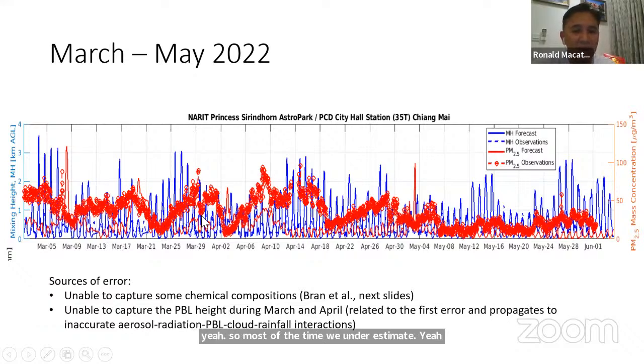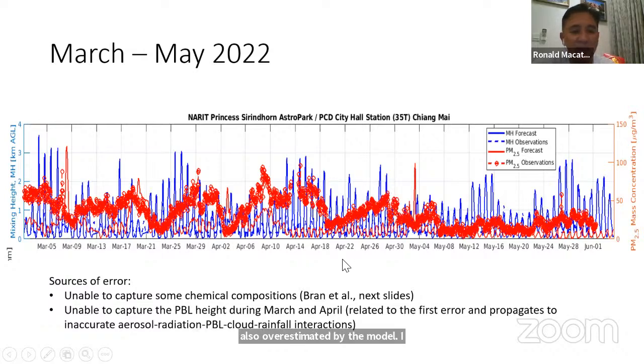During this time, I think because of La Nina too, there were also some unusual rains, so probably the model wasn't getting the rains. But towards May, when the biomass burning stops, it goes back to how it was in December, January and early February. Mostly during March and May, the PBL height is also overestimated by the model, as you can see here.